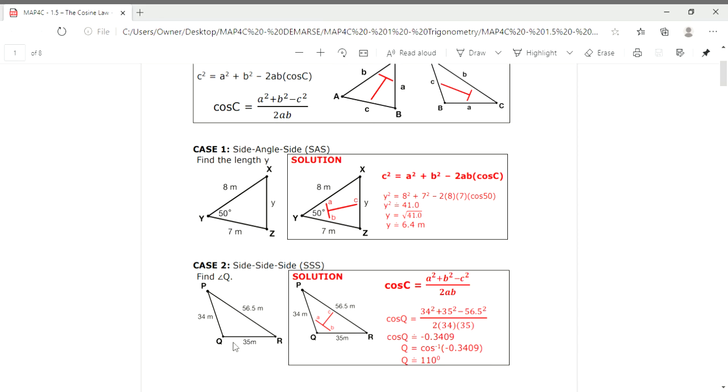Does that look like a reasonable angle on a triangle? Is this close to 110 degrees, estimating the diagram? Yes, it is.